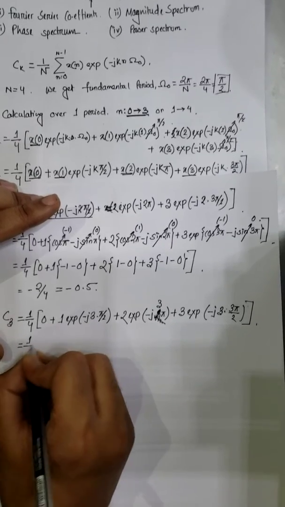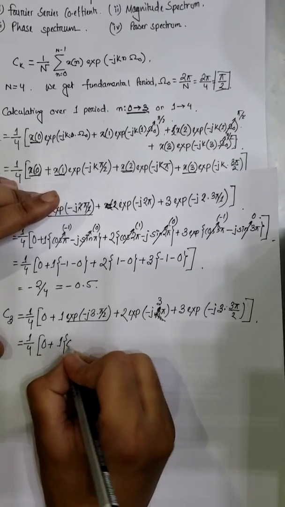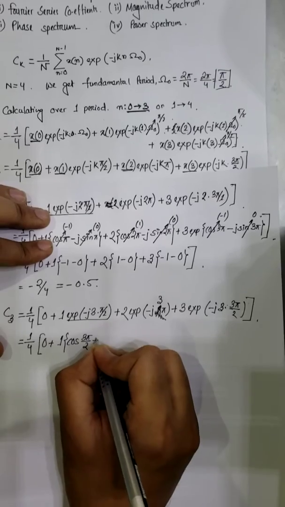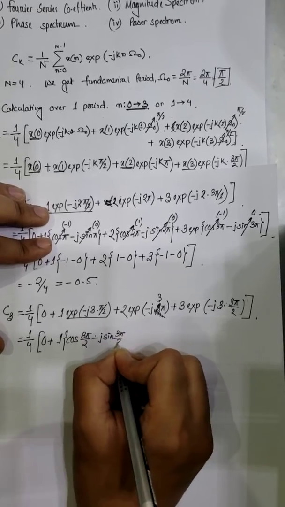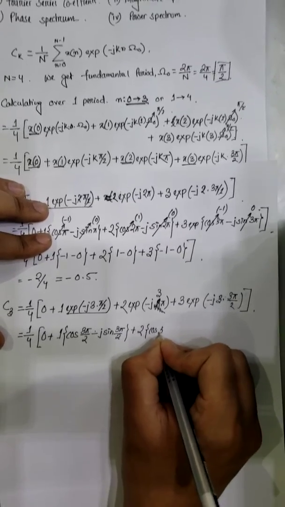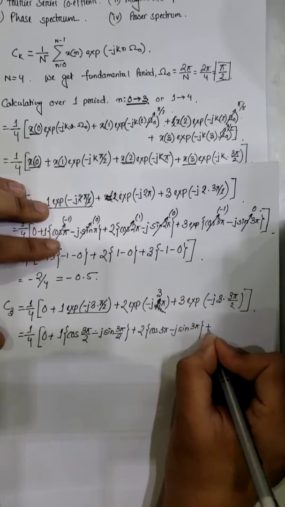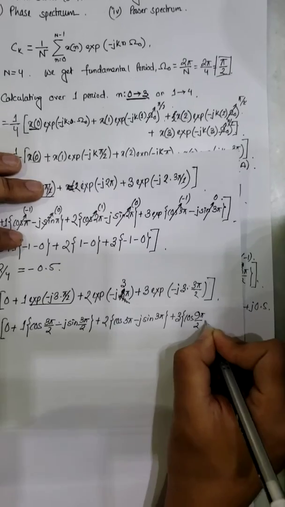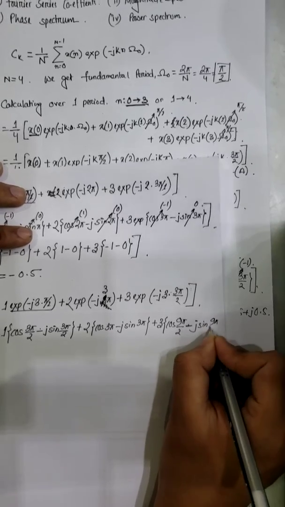Now, again we do the same thing: 0 plus 1 times, expanding this using Euler's relation, cosine of thrice pi over 2 minus j sine of thrice pi over 2, plus twice cosine of thrice pi minus j sine of thrice pi, plus 3 times cosine of 9 pi over 2 minus j sine of 9 pi over 2.